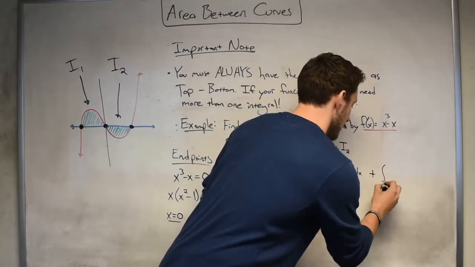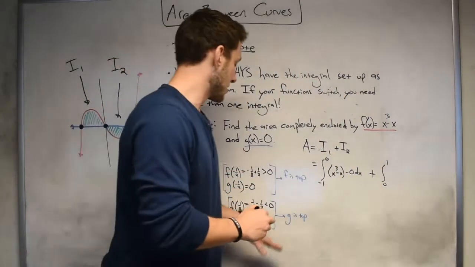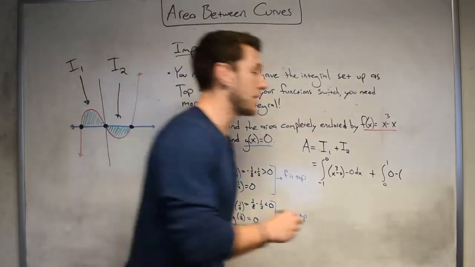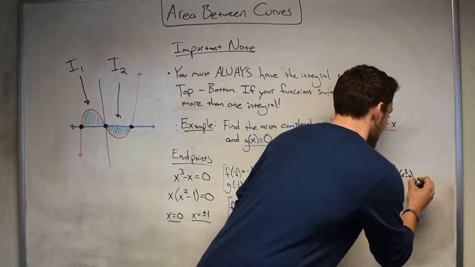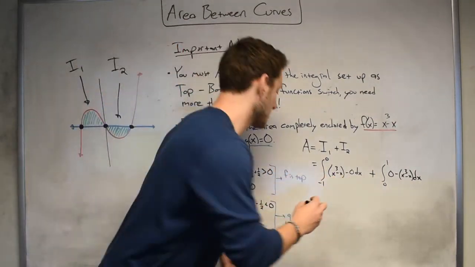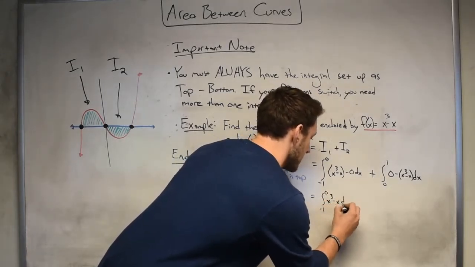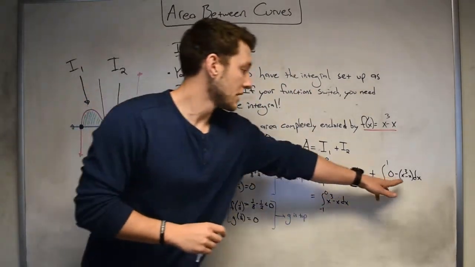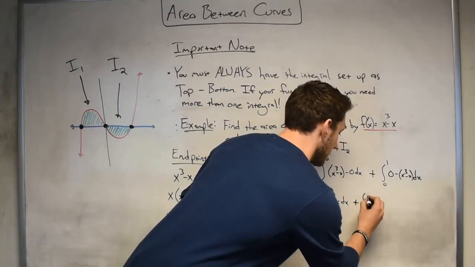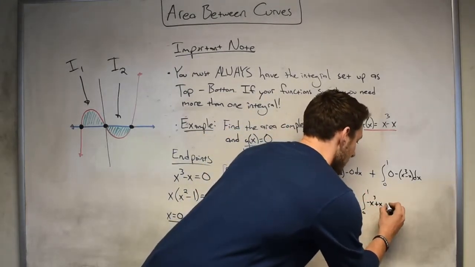Plus I2, the integral from 0 to 1, left endpoint to right endpoint, of our top function, g of x, 0, minus our bottom function, f of x, minus x cubed minus x, all with respect to x. From here, the parentheses don't really matter on this guy. We get the integral from -1 to 0 of x cubed minus x with respect to x. However, over here, the negative and the parentheses play a huge role, giving me, upon simplification, the integral from 0 to 1 of minus x cubed plus x.